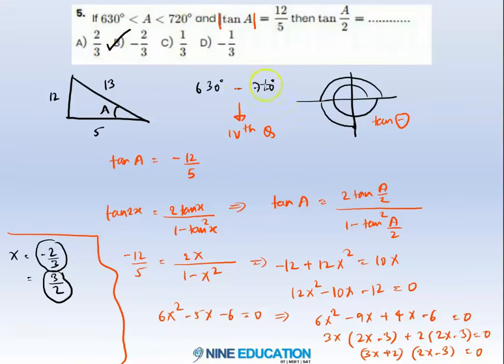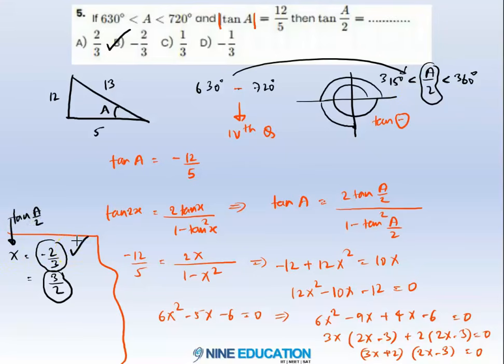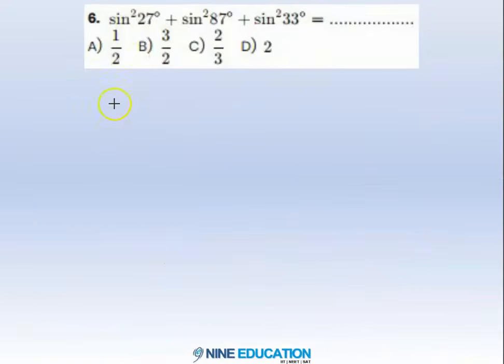In the other way, you can get the information about a by 2 as 315 degree to 360 degree, which will tell you that a by 2 lies in the fourth quadrant, and therefore the tan value has to be negative. So this x was nothing but our tan a by 2, right? So I have to accept this answer. Let's go to the next question.